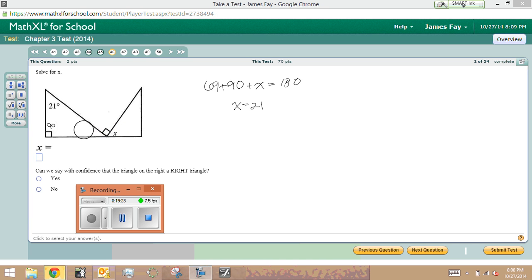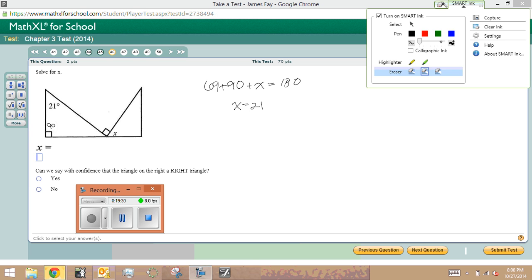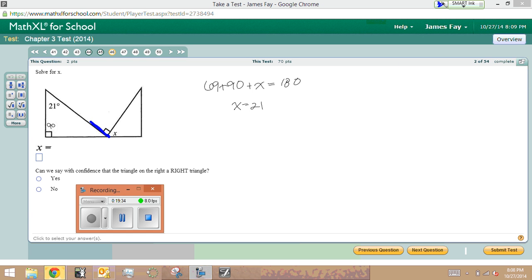Another way of thinking about that is this angle here is an exterior angle, and this angle and that angle are remote interior. So this angle here should add up to 111, and I already know 90 of it, so the remaining part has to be 21. That's one way of thinking about it. I think it's kind of hard to think about it that way, though.